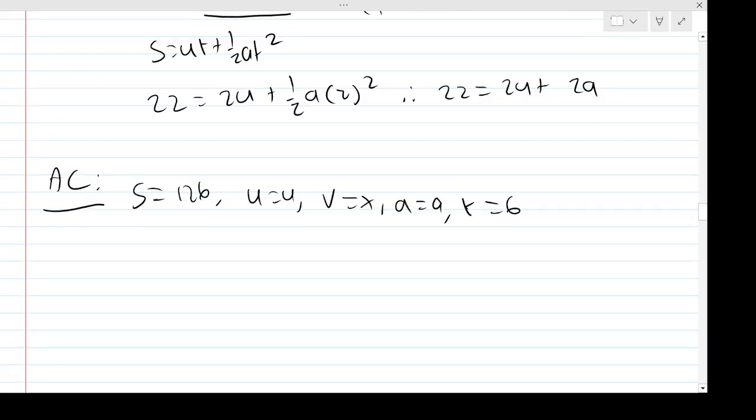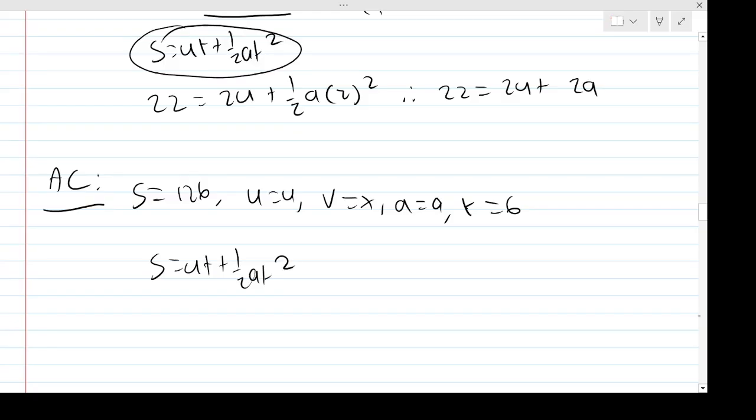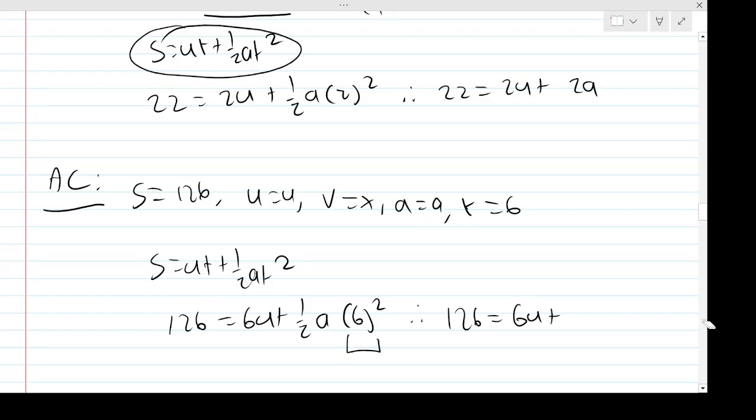Okay. So again, hopefully you can start to see what we're going to do here. Simultaneous equations, I think we're going to end up in. So again, I don't have a V in, so I'm going to use the exact same formula. S is ut plus a half at squared. So then 126 for S is going to be 6u add a half lots of a lots of 6 squared. If we simplify this, we get 126 is 6u, and then 6 squared is 36, 36 times a half is 18, so 18a.